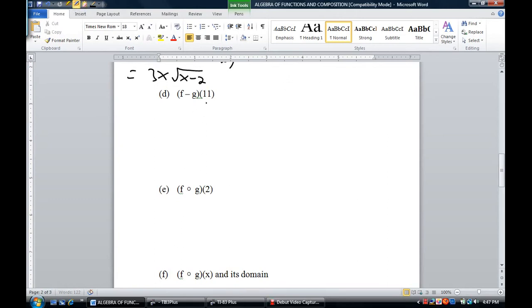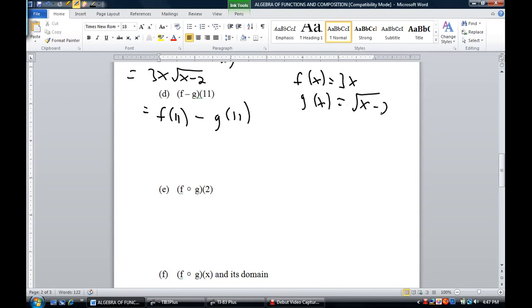Now let's do f minus g of 11. Notice I said of 11. That means we're going to find f of 11, we're going to find g of 11, and we're going to subtract the two. Once again, my two functions, f of x equals 3x, and g of x equals square root of x minus 2. That's our two functions that we're still using.